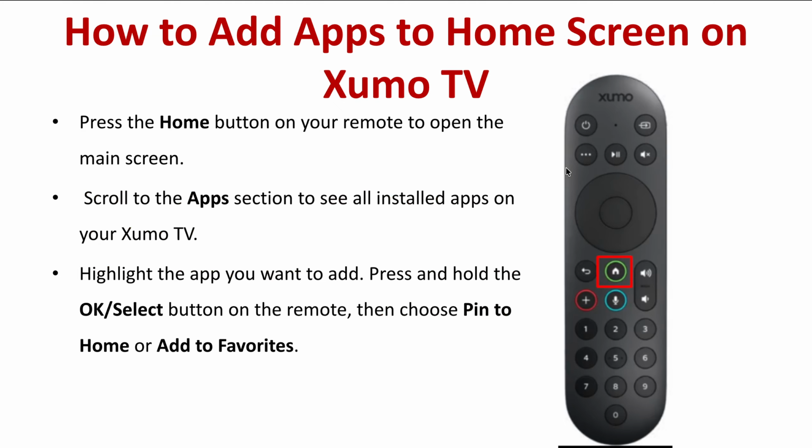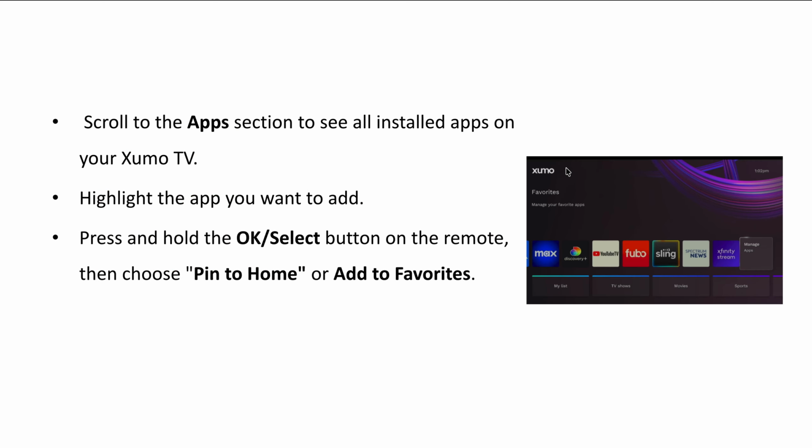Scroll to the app section to see all installed apps on your Xumo TV. Highlight the app you want to add. Press and hold the OK or select button on the remote. Then choose pin to home or add to favorite.